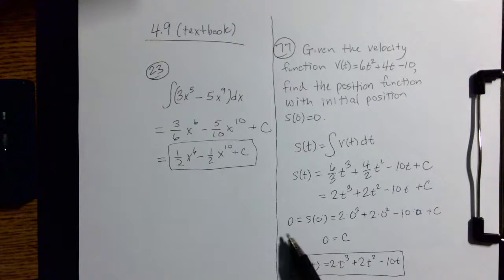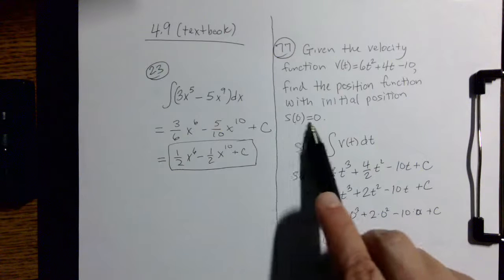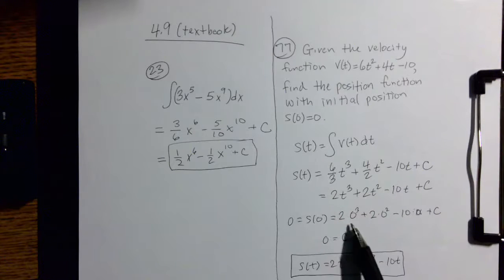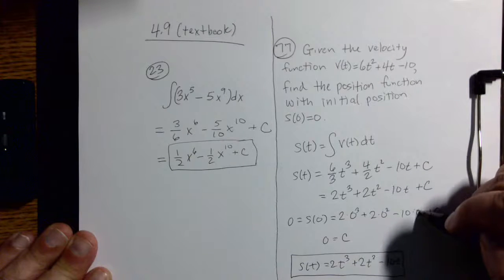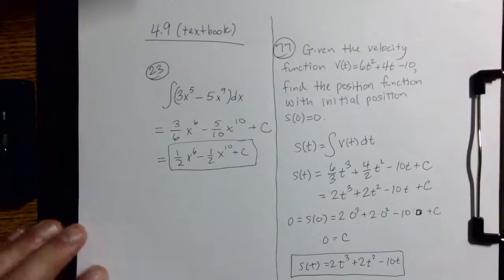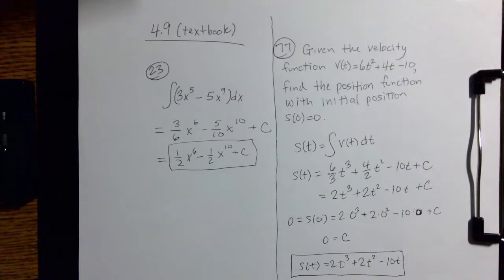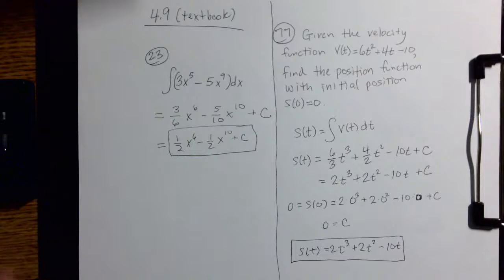Okay, so here we substitute in, we've got this s of 0 equals 0, so we substitute in 0 for t. This is 0. And we get 0 equals c. So our answer is s of t is 2t cubed plus 2t squared minus 10t.